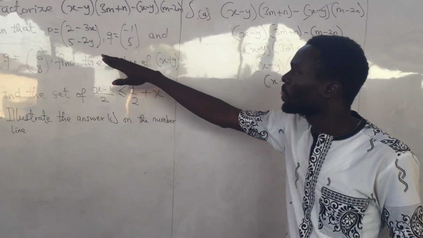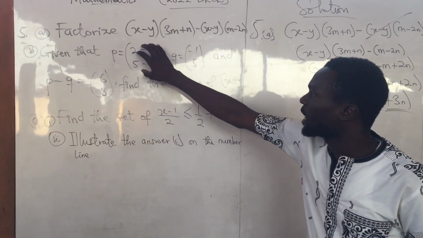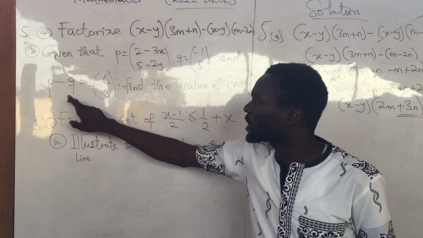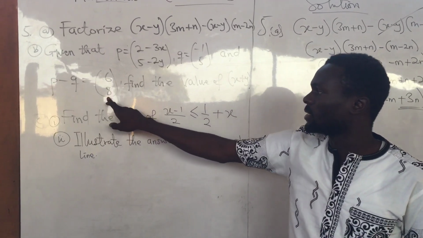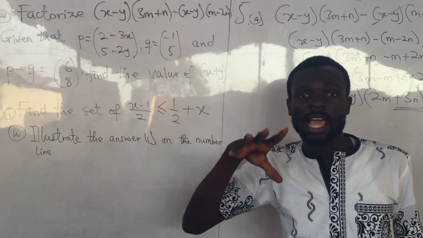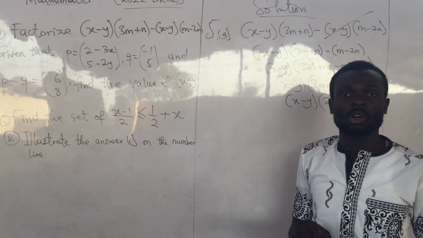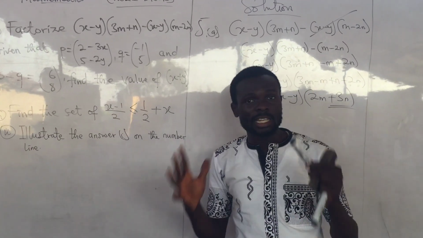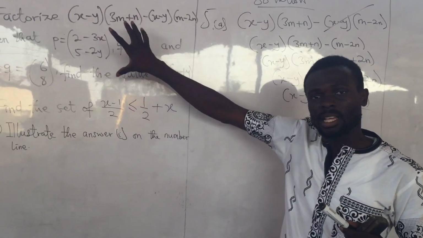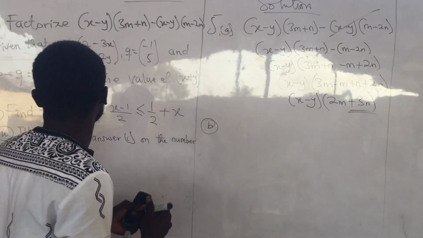Then the 5b is a vector. Given that p is equal to this vector, q is equal to this vector, and p minus q is equal to 6, 8. Find the value of x plus y. Now, last 2 years, there was a question on vectors. Last year too, there was a question on vectors. Then it means this year too, there will also be a question on vectors if candidates were unable to answer this question. So let's look at how we are going to answer or tackle the question.